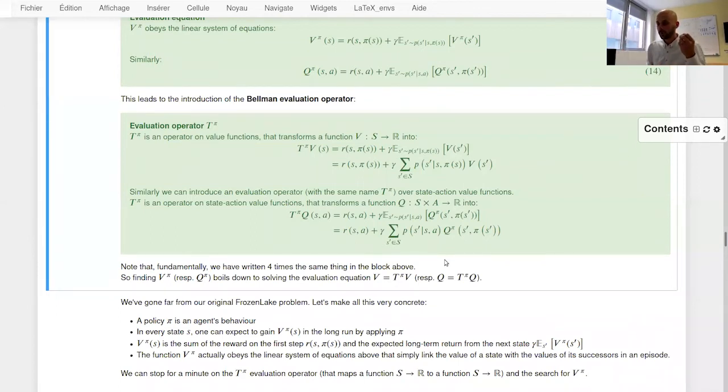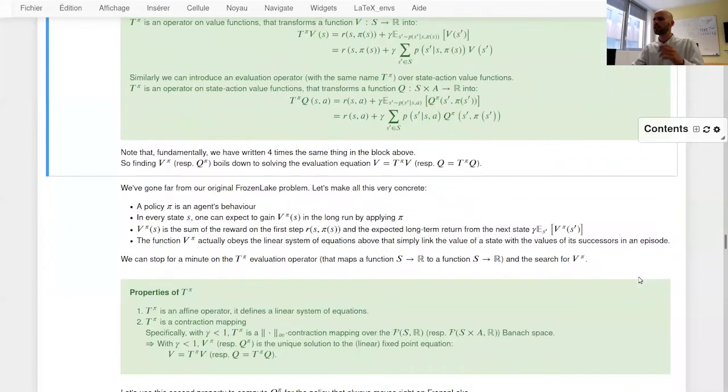So finding V pi, if I give you a policy pi, finding its value V pi or its value Q pi boils down to solving the evaluation equation V equals T pi of V, respectively Q equals T pi of Q. We've actually gone a little far from our original Frozen Lake problem. So let's make this all very concrete. Remember, a policy is an agent's behavior. It is what conditions the sequence of actions we will input to the system to control it.